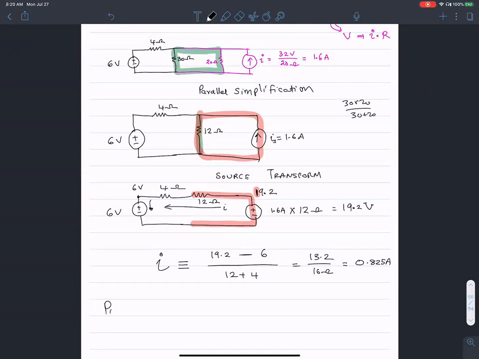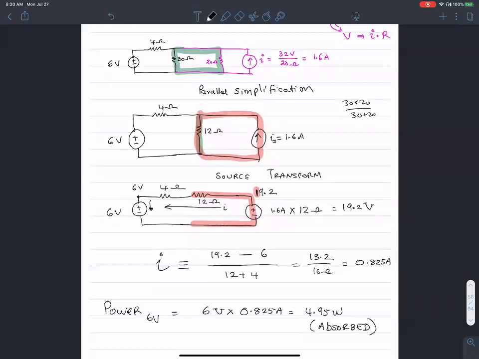So the power in the 6 volt voltage source is the voltage times the current. So that's the voltage drop, that's the power absorbed, which is going to be 4.95 watts, and this is positive, it's absorbed.